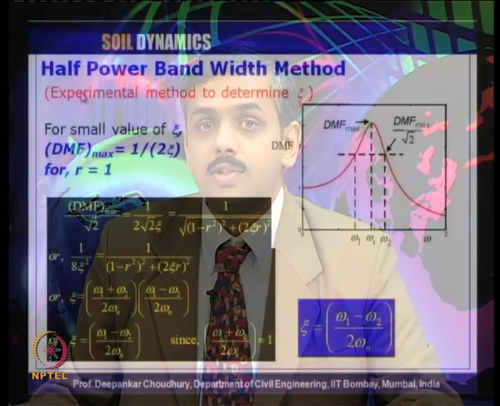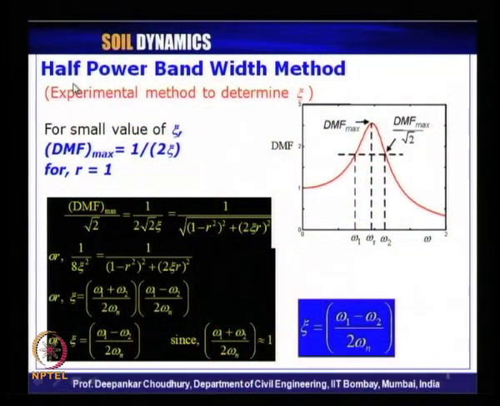Also, we have seen the concept of what is known as the half power bandwidth method. It is an experimental method to determine the damping ratio of a system, and using this concept we can find out the damping ratio based on the applied external frequency and the natural frequency of the system expressed in this way.